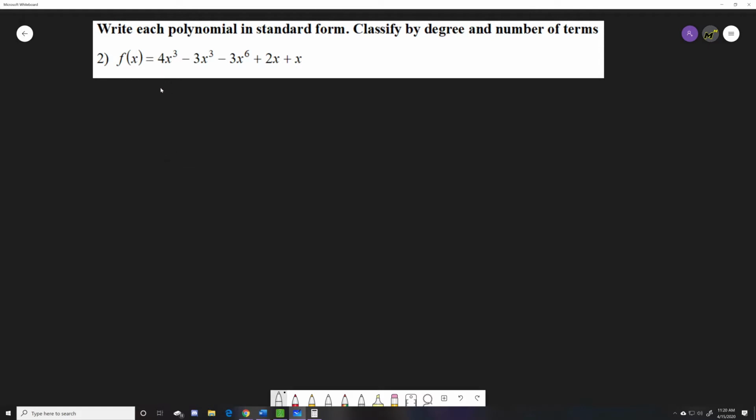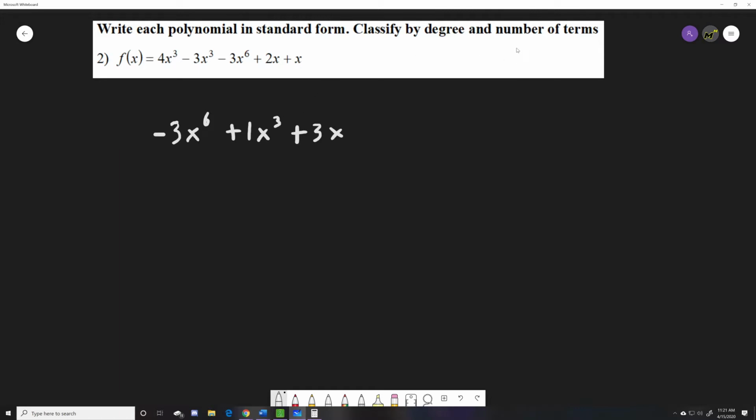And so the first one I see would be negative 3x to the 6. And then after that, it looks like we have x to the 3rd. And if you see like terms, definitely combine them. So 4x cubed minus 3x cubed would just be a positive 1x cubed. And then we also have some like terms right here, so 2x plus an x, well that would be a positive 3x. Alright, so we have it in standard form, and that's good to go.